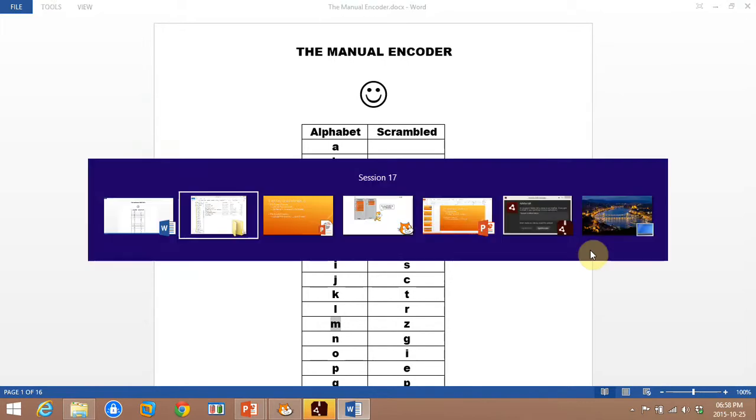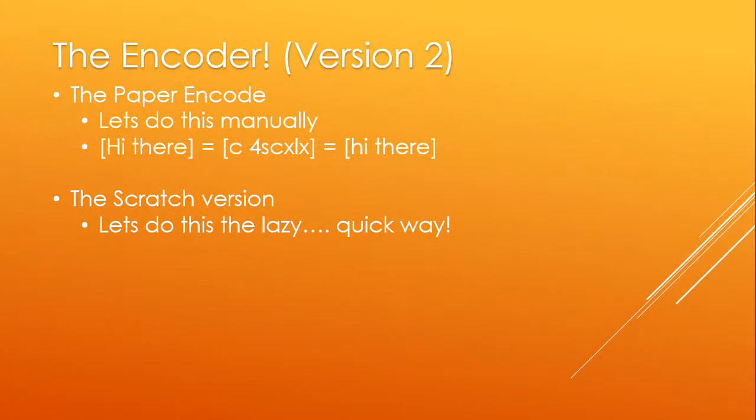And then we went back to the software version. Here's an example using one of the scripts. The message is high there. The letter H mapped to C. The letter I mapped to the space character. T mapped to 4, and so forth. And then when doing it backwards, C on the scrambled side was next to the letter H, space was next to the letter I, and you get the message back. Okay, so that's kind of how they did paper. Now we're going to watch the Scratch version, and this is the lazy and quick way.